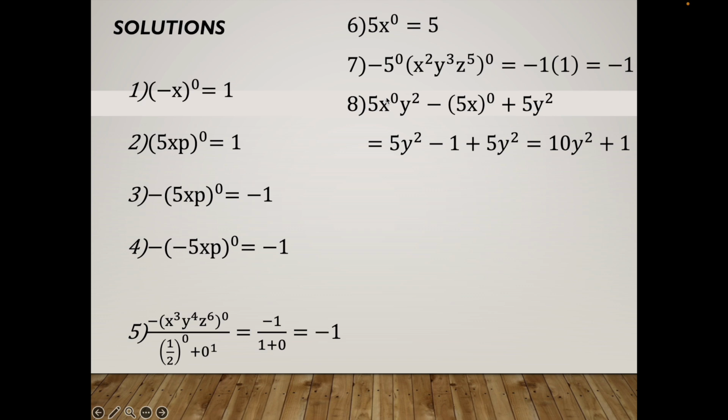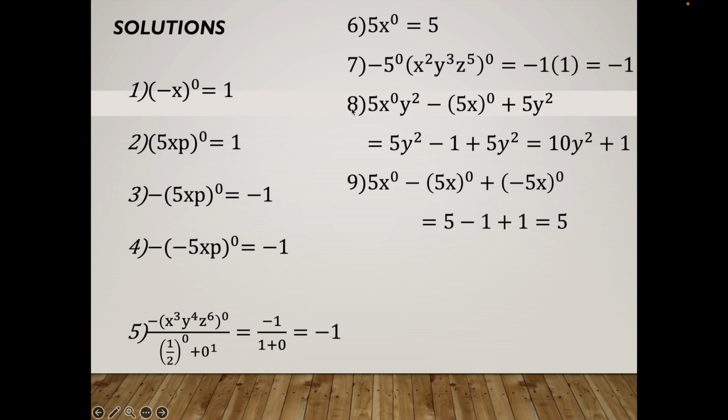For question 8, you kind of have to go term by term here. 5 is 5, x to the 0 is 1, so I don't have to put it, and then I have a y squared. Minus, this is in brackets to the power of 0, so it's just equal to 1. Plus 5y squared. So in here, I'm just going to add my like terms, which are 5y squared plus 5y squared. So my final answer is going to be 10y squared plus 1.